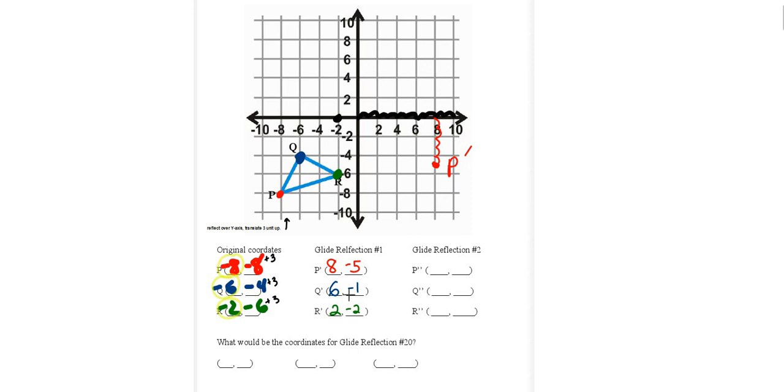Then we have Q prime, which is 6, negative 1. So 6, negative 1, you're down just a half step because that's a unit, and that's going to be Q prime. And then 2, negative 2 is right here, and that's R prime. Close it up, and you will see that not only have we reflected that triangle, but we've also translated. It's like a footstep.